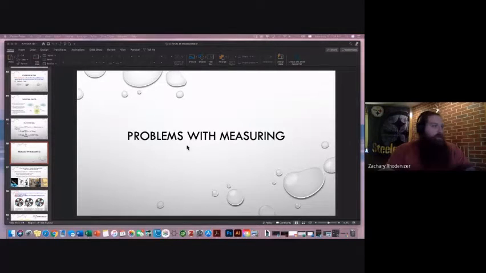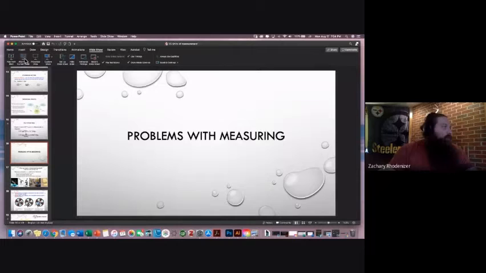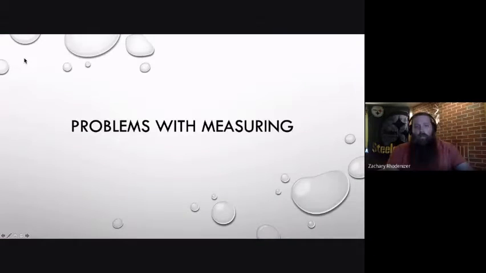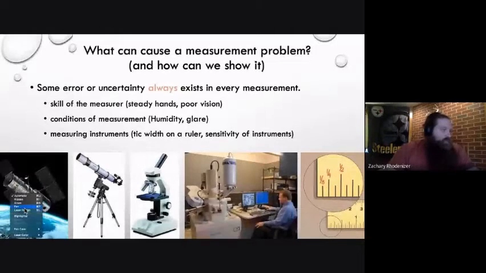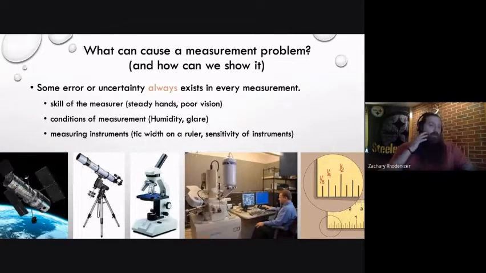Okay, so let's talk about problems with measurements. So let me start this slideshow. Okay. And the first most obvious question is probably, why are there problems with measurements, right? So a couple things that can be an issue.